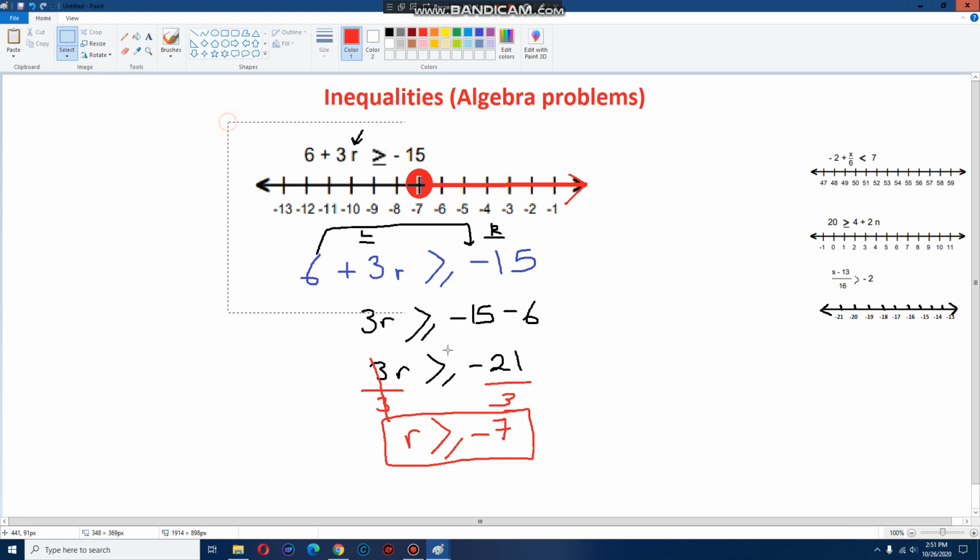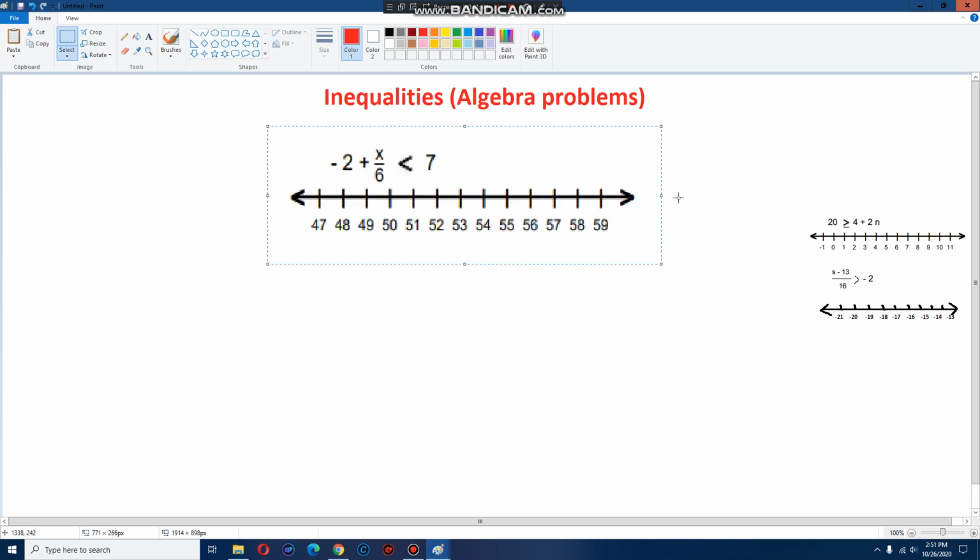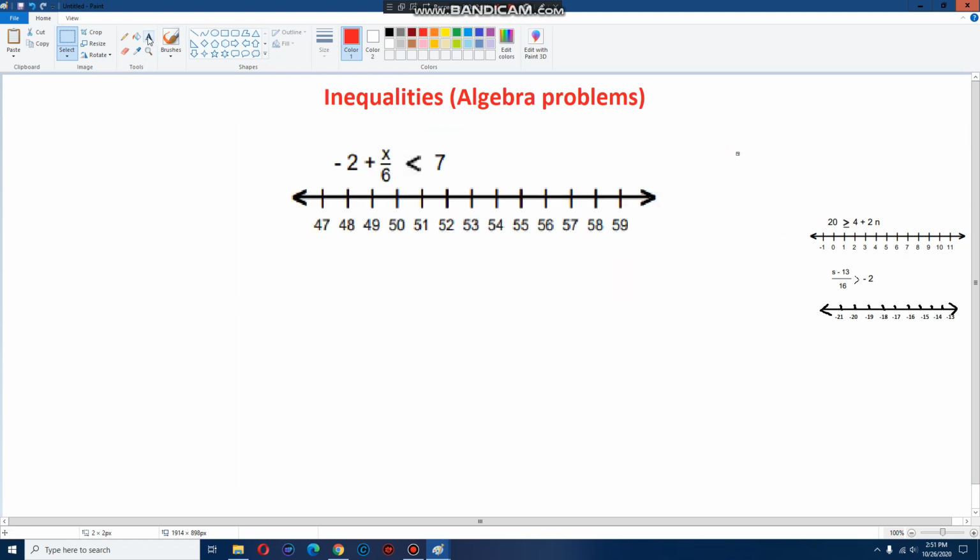Let's try another example. I'll delete this. Let's try a fraction one. Here we go. As you can see, it looks complicated, but again, we'll just use the step-by-step techniques that we always use. So we have minus 2 plus x over 6 is less than 7.